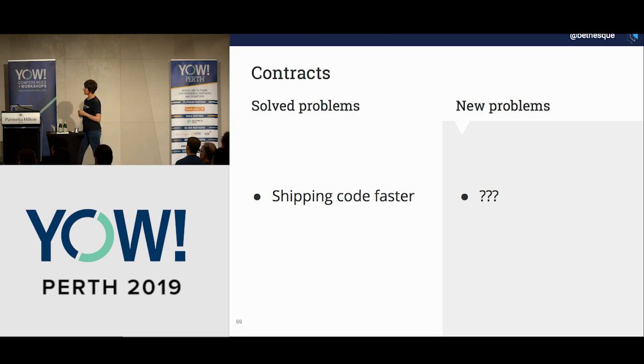So contract testing solves the problem of shipping code faster. This is kind of one of the things that I like about working in IT is that we solve problems and we discover new problems. If we solved all the problems and there were never any new problems, it would be really boring. So what are the new problems with contract testing? Come and join me and find out.